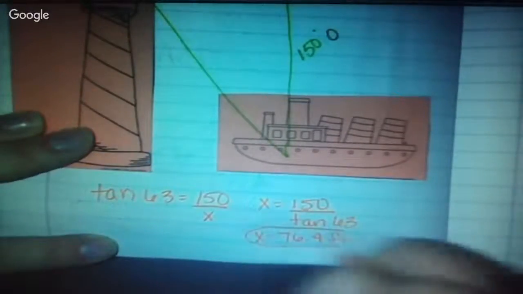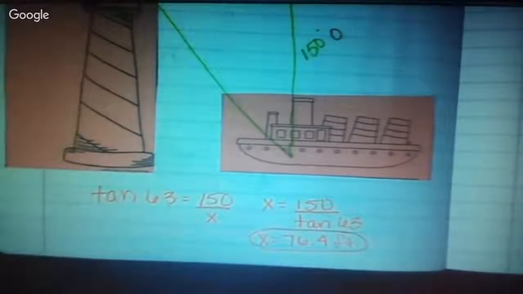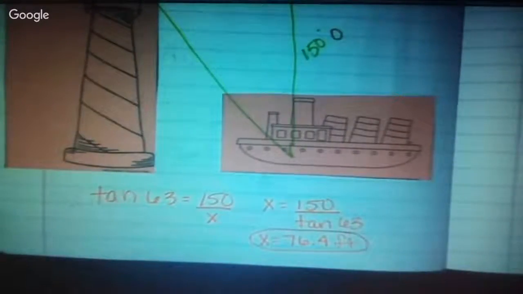Does my answer make sense here? Yes. It can be smaller than the number they gave me. I'm only looking at a leg. I'm not looking at the hypotenuse. If I was looking for the hypotenuse, would this have been correct? No, it had to be bigger than 150.